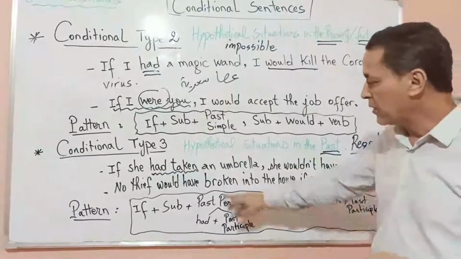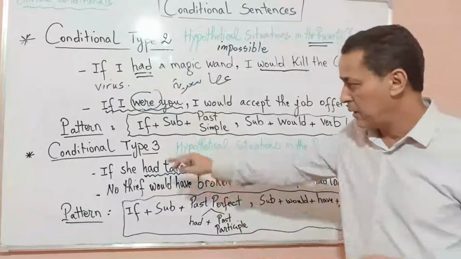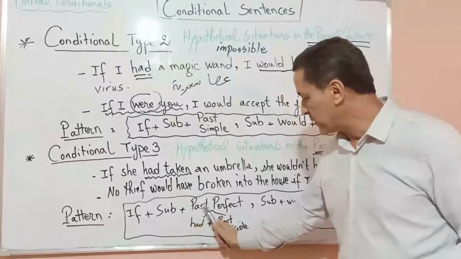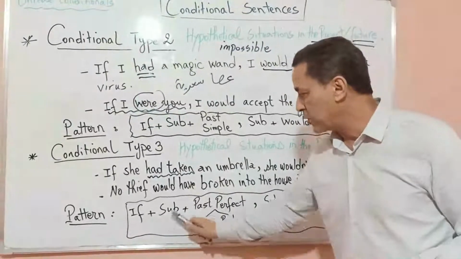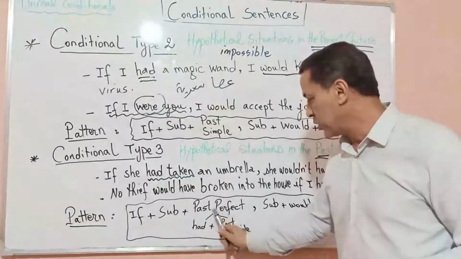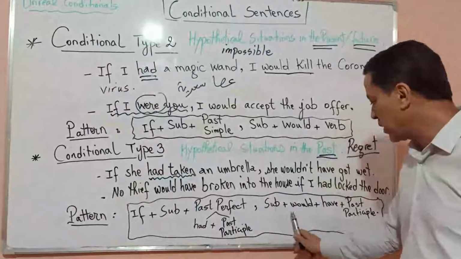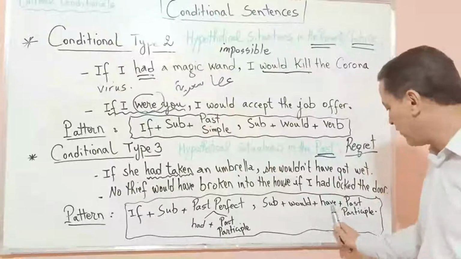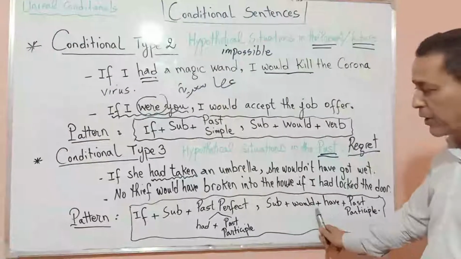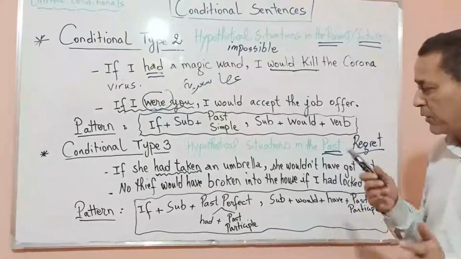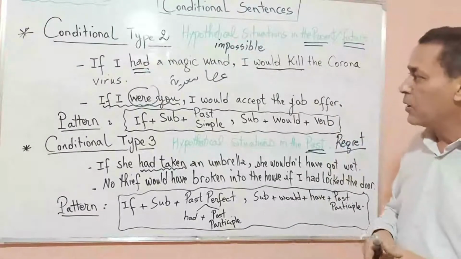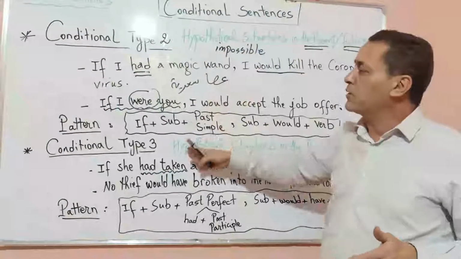And the pattern of these sentences that express conditional type 3 is if plus subject plus past perfect, comma, subject plus would plus have plus past participle. And it's possible to use the negation wouldn't sometimes. So when something happened, I just imagine the opposite. Right. So you might think of your own examples.